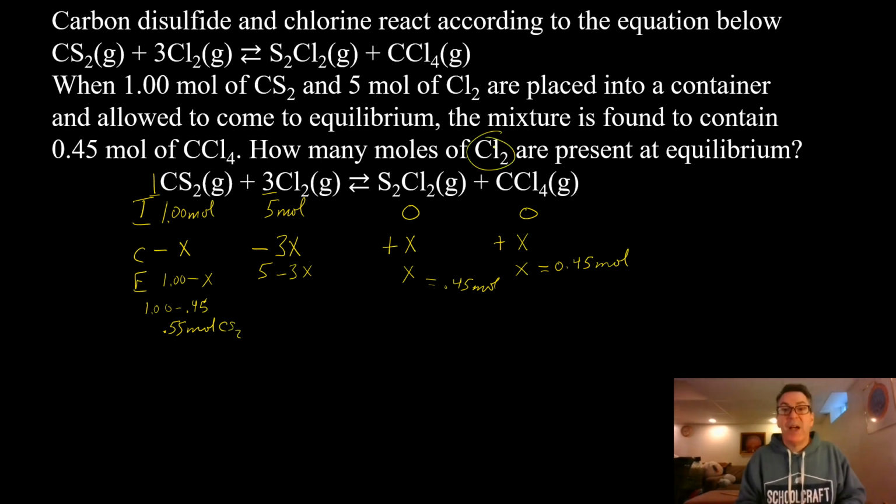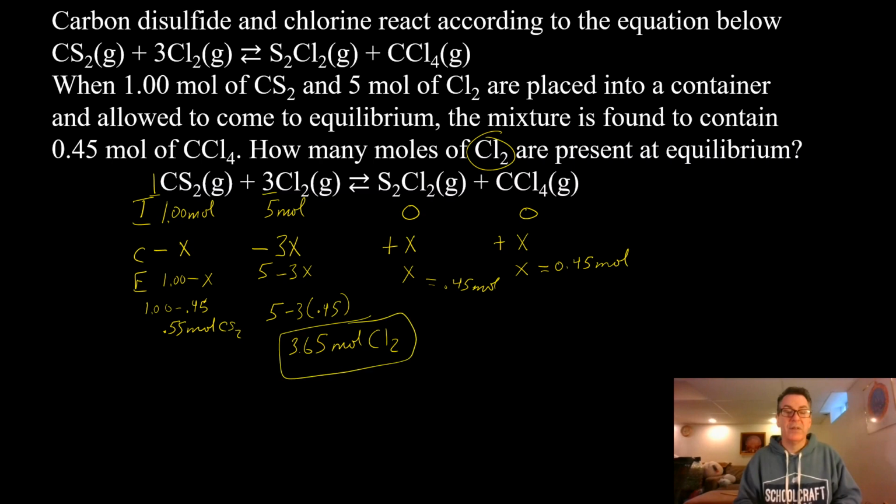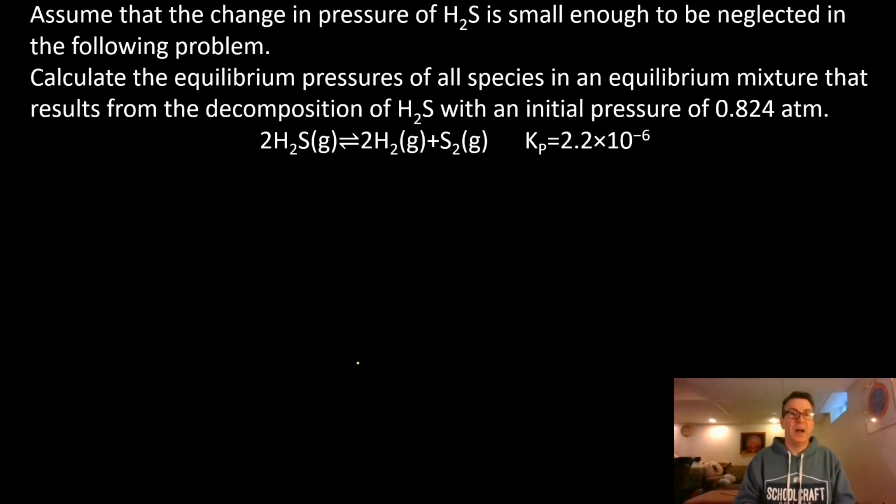The one thing they asked about, they want to know how many moles of Cl2. And so here, we're going to take 5 minus 3 times 0.45, since X is equal to 0.45. And when you do the math there, you get 3.65 moles of Cl2 for this. And so there's our answer. All right, so again, a lot of times it makes it really easy. You don't always have to plug everything into an equilibrium constant expression. All right, let's try the next one here.